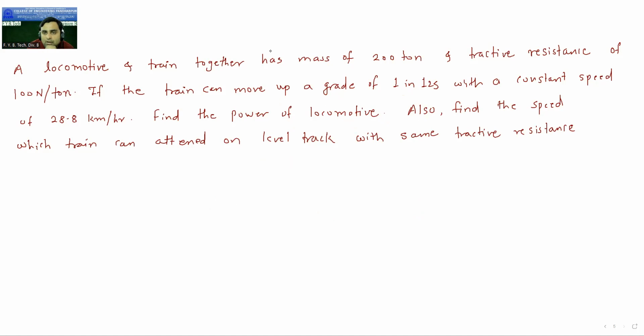So here I will write first what is the mass of the train. M is equal to 200 ton, which is equal to how many kgs? 200 into 10 raised to 3 kg. Okay, so this is the mass. Now from mass we can calculate weight. W is equal to m into g. So it is 200 into 10 raised to 3 kg into 9.81. What is the answer?